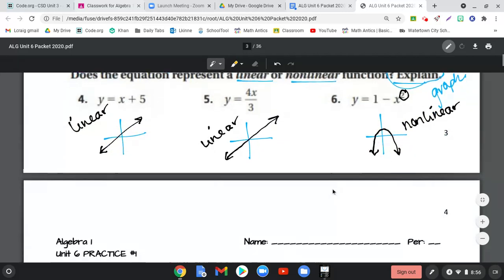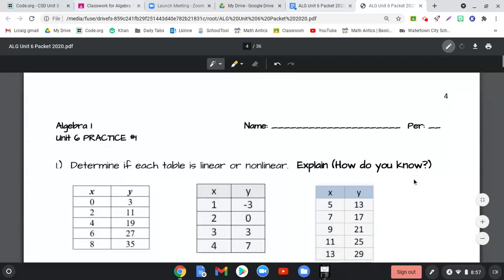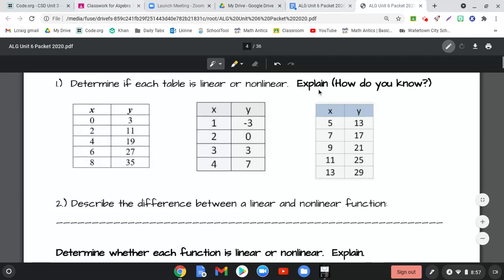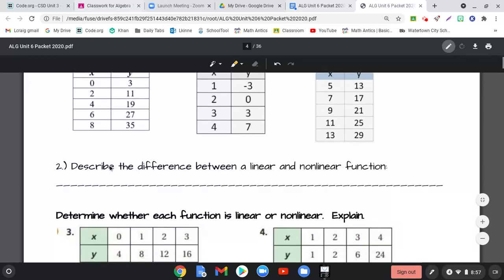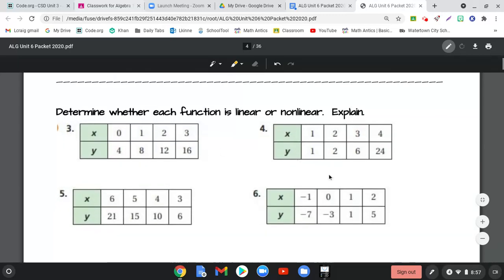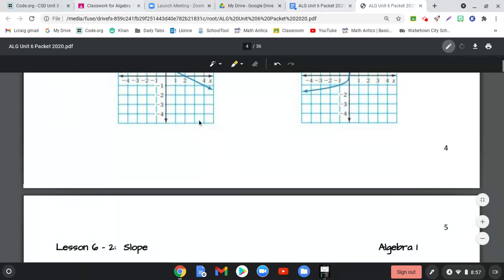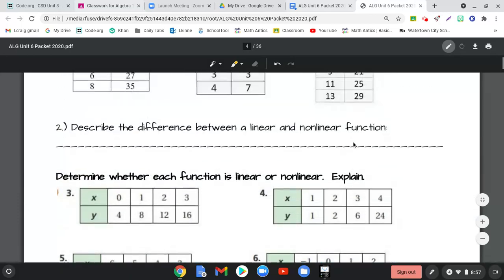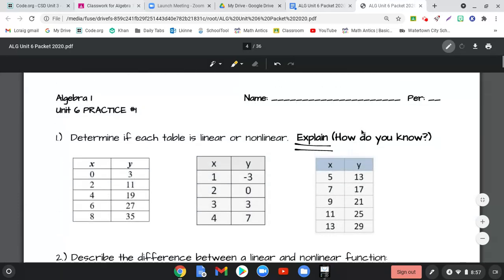Okay, so what I'd like for you to do is the practice on page 4. Determine if each is linear or nonlinear, and to explain, make sure that you show what it's increasing and decreasing by. Describe the difference between linear and nonlinear. Again, a couple tables, and then tell me if these graphs are linear or nonlinear. Okay, so that should be quick and easy.